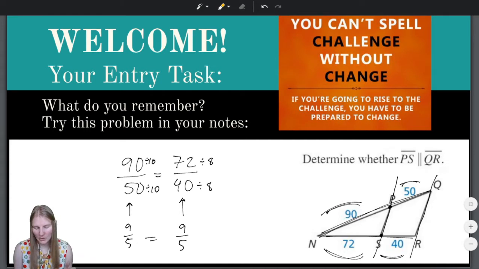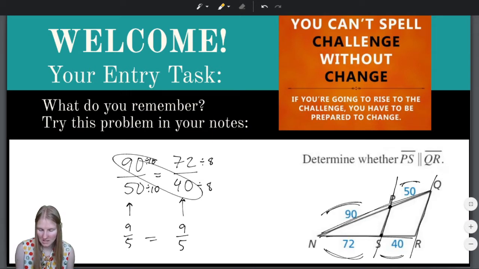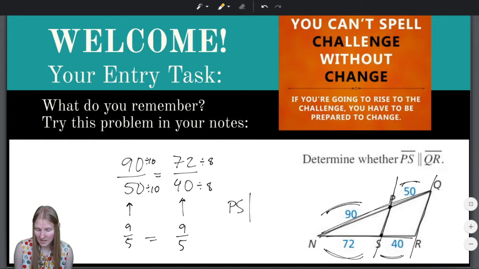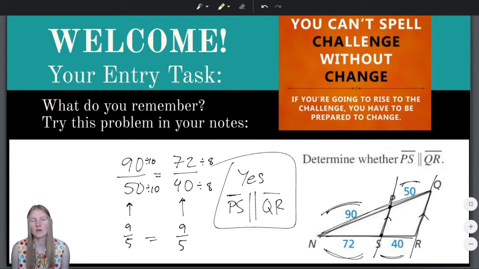Another way you could do this is by cross-multiplying. 90 times 40 is 3,600, and 72 times 50 is also 3,600. So you can cross-multiply, and that will also show you, yes, these are proportional. So because these ratios are equal, PS is parallel to QR. Yes, indeed, we can draw these arrows in. They are parallel. Woohoo! Nice little review of what we did in the last video.